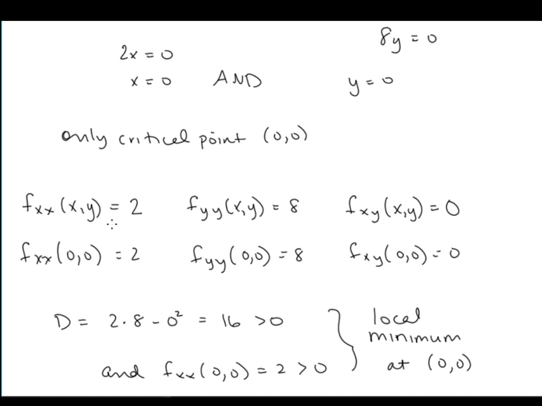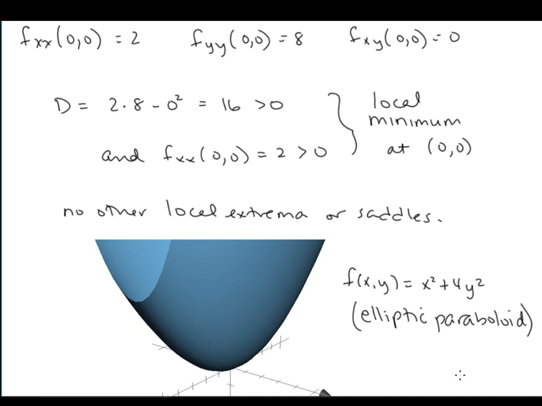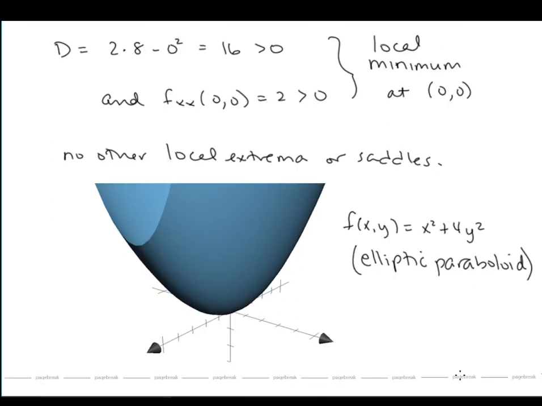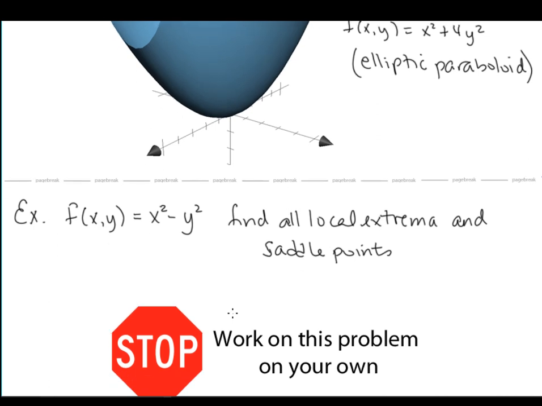Then we take a look at our double x partial at (0, 0), and that's also positive. This tells us we have a local minimum at (0, 0). And we have no other local extrema or saddle points because remember (0, 0) was our only critical point. And f(x,y) equals x squared plus 4y squared is an elliptic paraboloid, and it just has our minimum here at (0, 0). Let's take a look at another example.